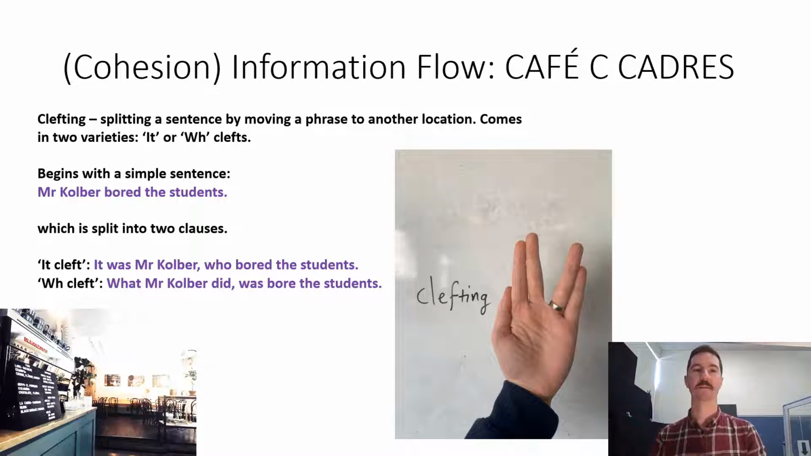Basically for clefting, you start with a simple sentence. Mr. Kolber bored the students, he sure did. And then we split it into two clauses. So we can either do it with an it or with a WH, so we can do who, what, when, etc. But for this simple example, it was Mr. Kolber who bored the students. So we've sort of taken a simple sentence and we've broken it into two clauses. You could also add, I guess, a conjunction to make it a clear compound sentence, but we haven't done that yet. So what Mr. Kolber did was bore students. So again, we've sort of broken up the clauses to make it a bit more interesting and to put a clearer focus on, in this case, Mr. Kolber.